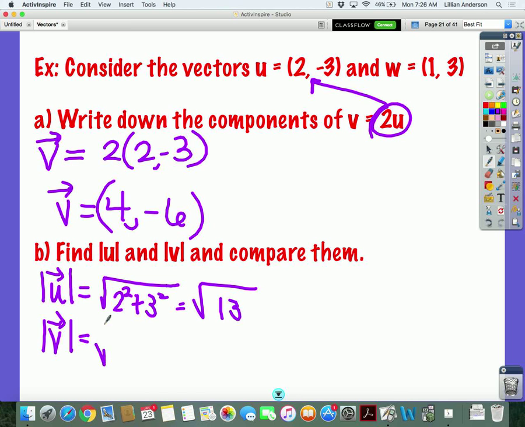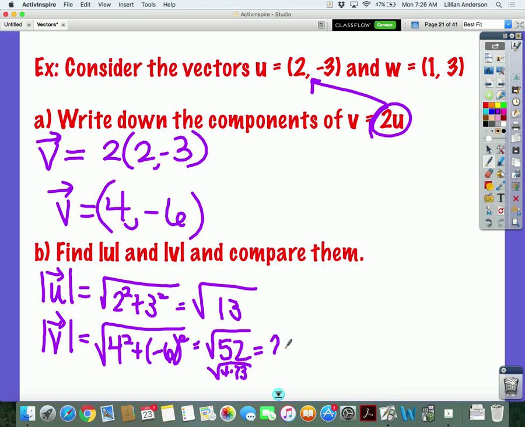And then we'll do the same thing with vector v. That's going to be 4 squared plus -6 squared. That's going to give us the square root of 52. Now, yes, you do want to use your knowledge of simplifying radicals. This is basically 4 times 13. And so when you take the square root of that, that gives you 2 square root of 13. So there are your two magnitudes, the magnitude of vector u and the magnitude of vector v.